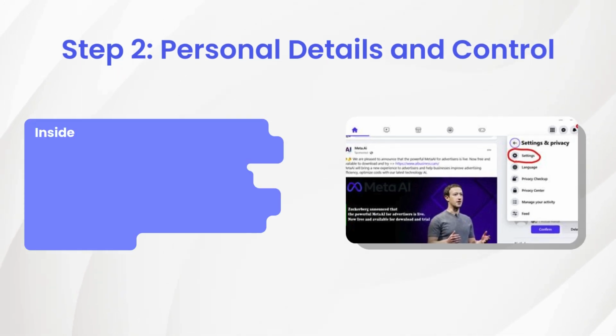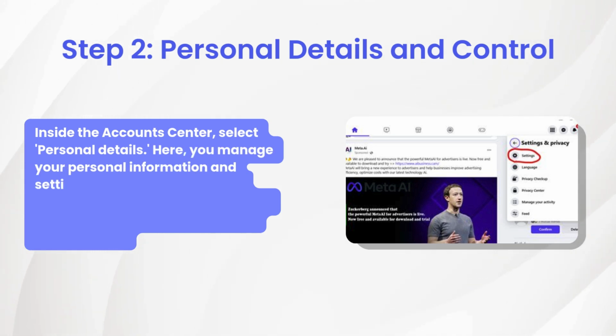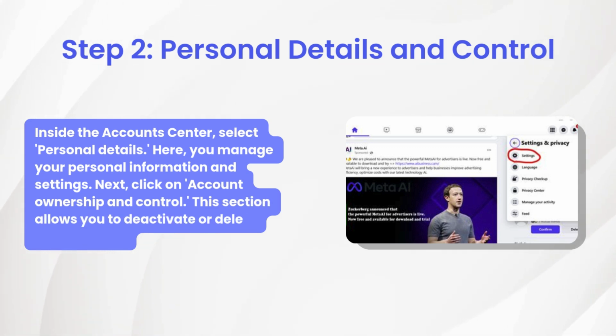Step 2. Personal details and control. Now that you're in the Accounts Center, click on Personal Details. Here, you can manage your personal information and settings. Next, look for the option called Account Ownership and Control and click on it. This section is crucial because it allows you to either deactivate or delete your account.